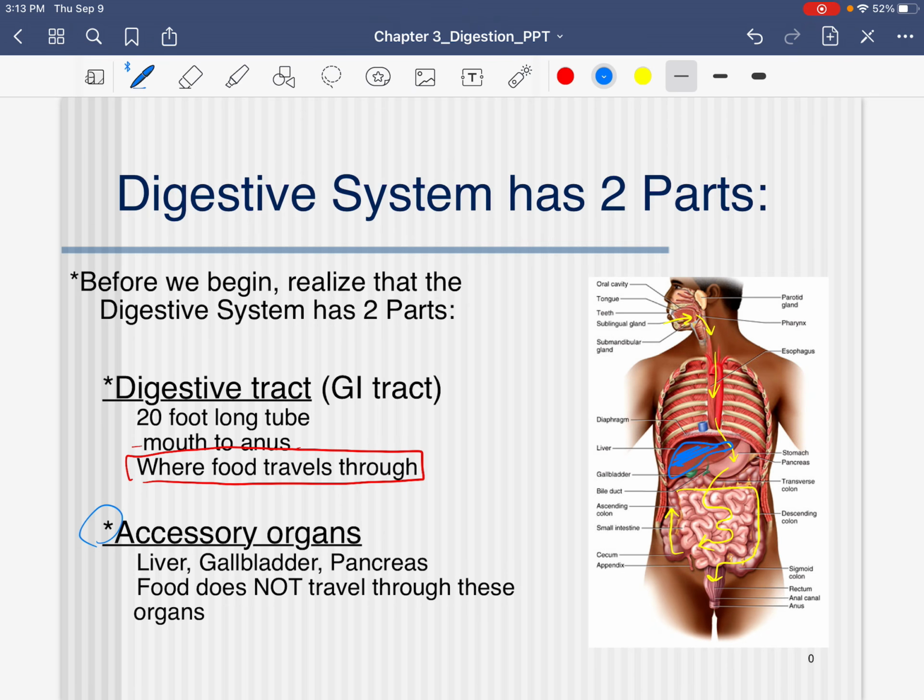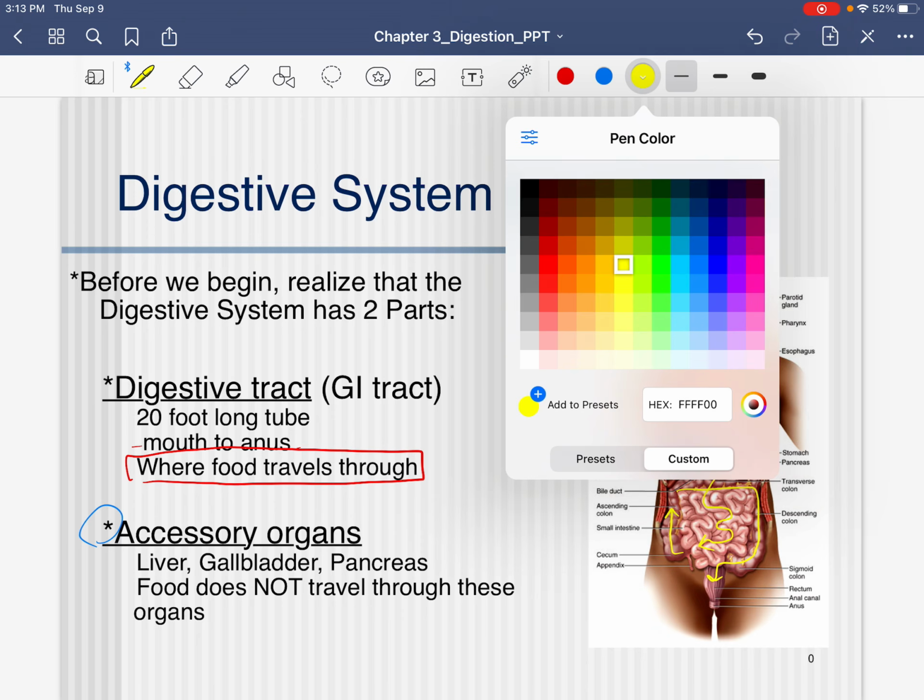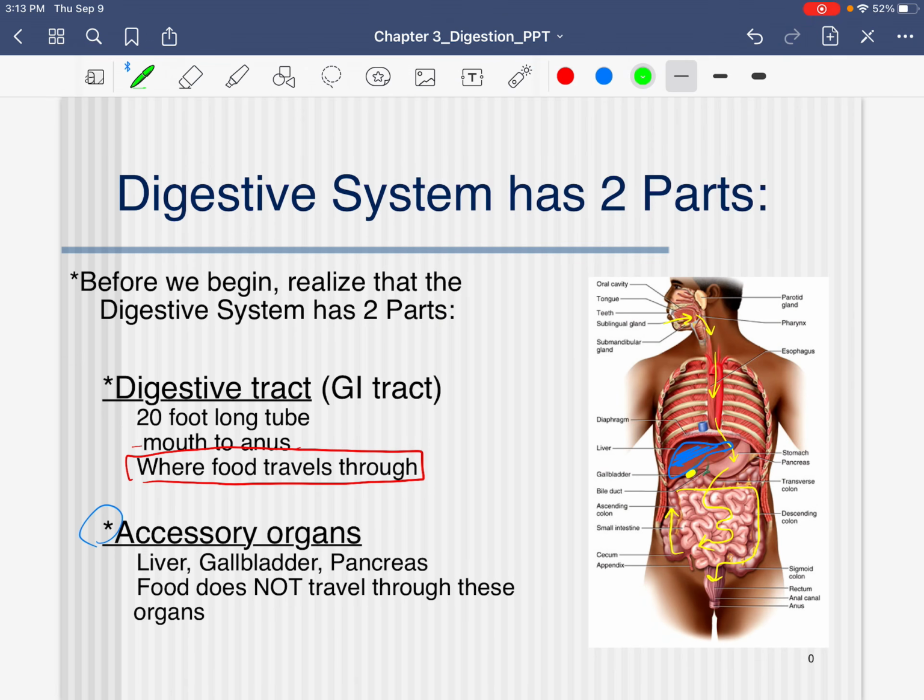Food does not directly travel through there, but the liver is still really important in this system. The gallbladder, which sits right underneath the liver, is also an accessory organ. And then, even though it's hard to see, let me change color here. We'll go green. Behind the stomach is the pancreas.